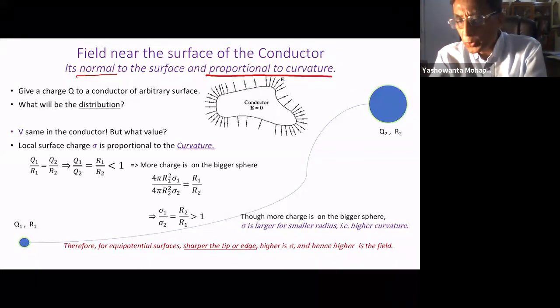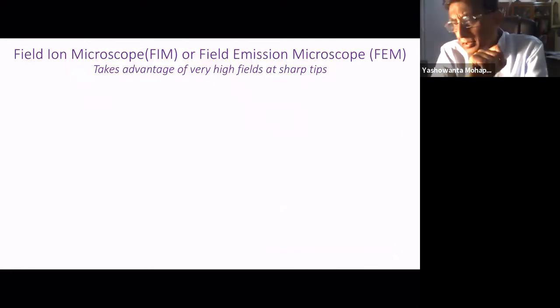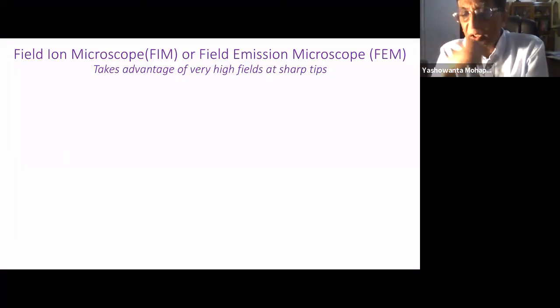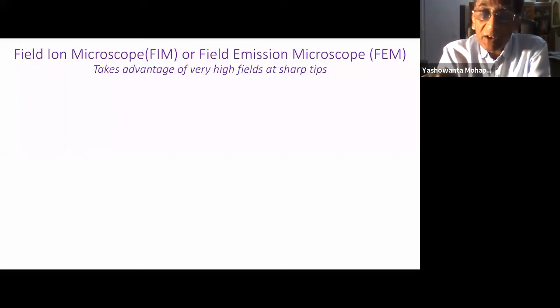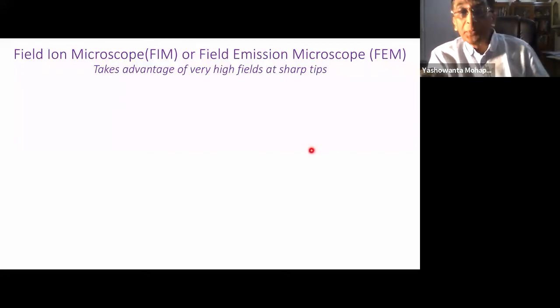It's something that we all know, but I wanted to restate it. This is taken advantage of in many experiments in the laboratory and modern equipment. For example, the field ion microscope, where the magnification can go to millions, or the field emission microscope. There are several of them on our campus, and they take advantage of this very high field at sharp tips.